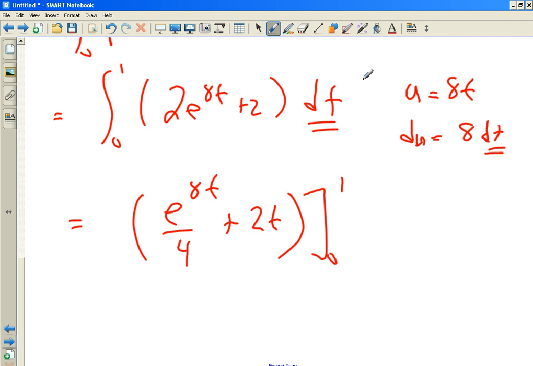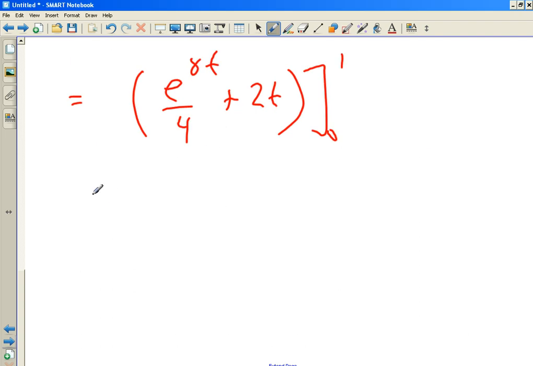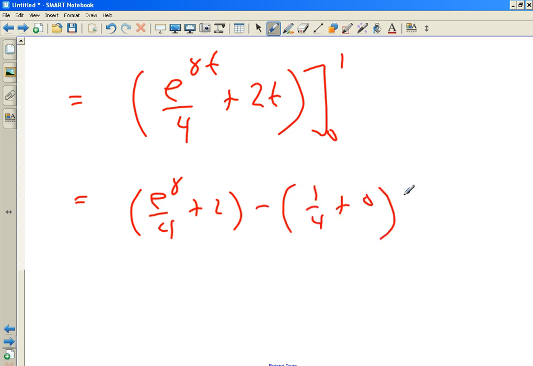No, that u sub was only for the e to the part. This is a separate integral. You can think of this as this integral plus this integral. This had nothing to do with the u sub. All right. So now just plug it in, right? Simple. So plug in 1, you get e to the 8 over 4 plus 2. Plug in 0, you get e to the 0 is 1 over 4 plus, well, 2 times 0 is 0.